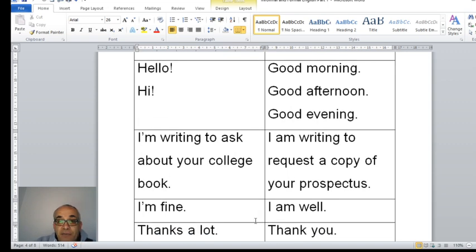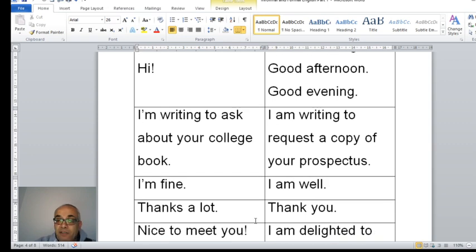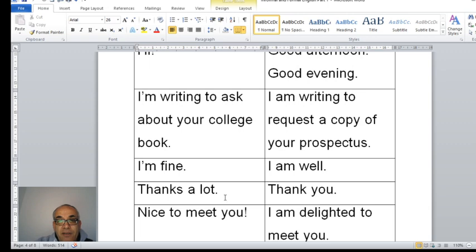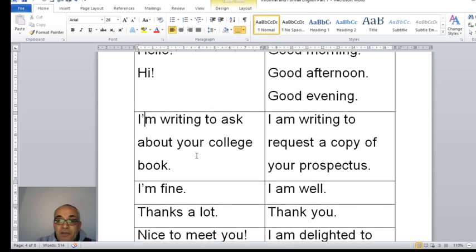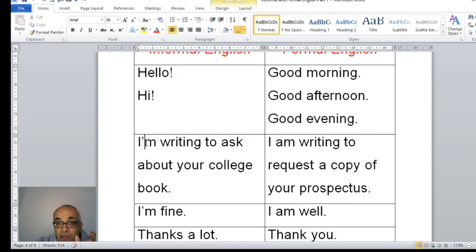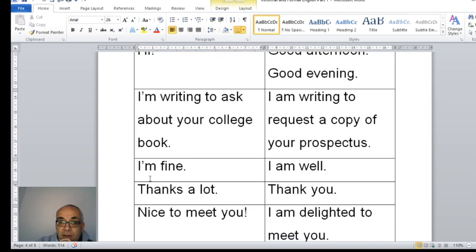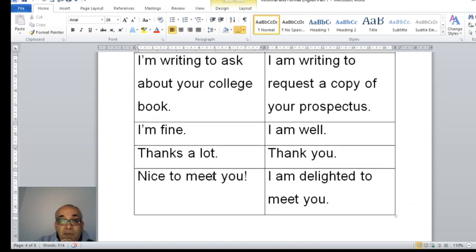I'm fine is informal. I am well, this is formal. Thanks a lot is informal. Thank you is formal. As you can see here, this we call a contraction or a short form, and we use it a lot in informal English for speaking. Don't, doesn't, haven't, wasn't, weren't, all these are informal. Any short forms, any contractions. Same here, I'm fine. Nice to meet you is informal. I am delighted to meet you. This is formal English. So it's complete. Nice to meet you. This is not a sentence.